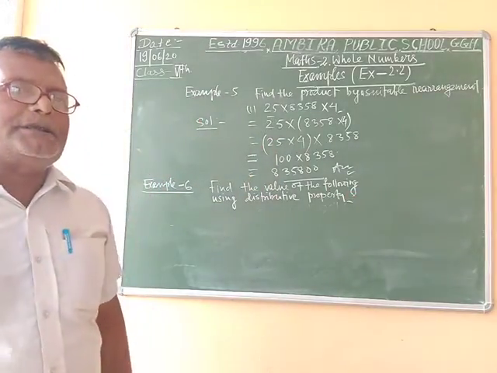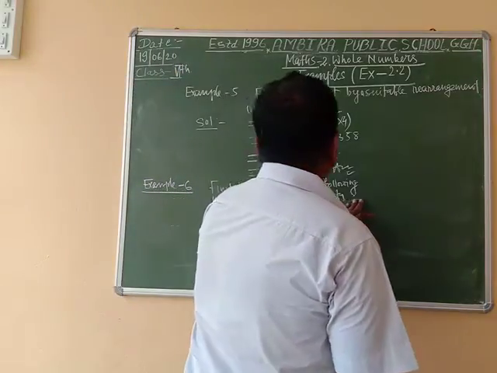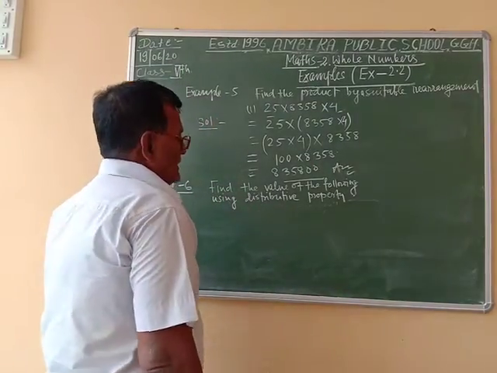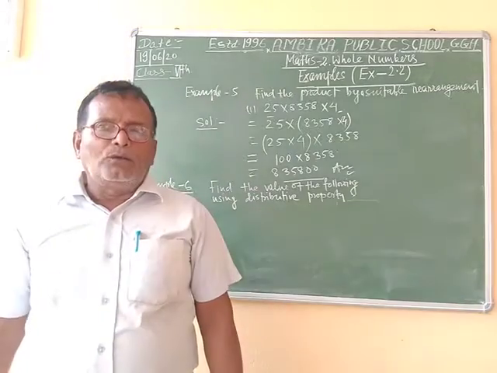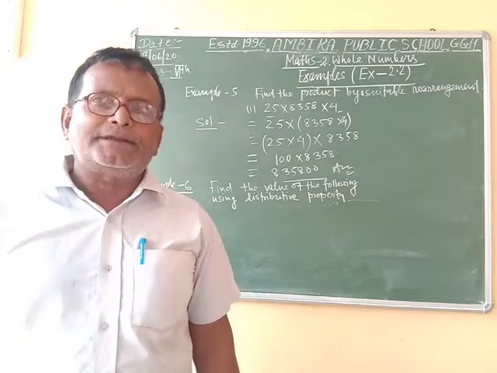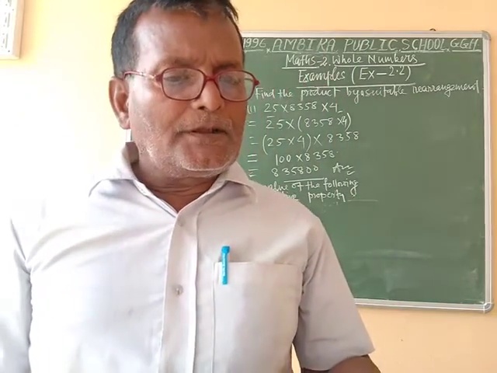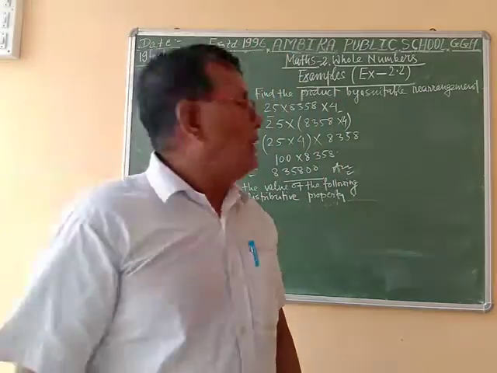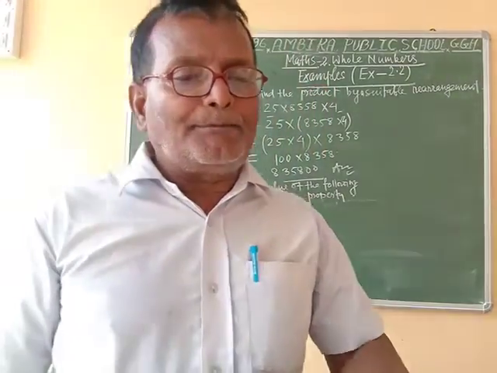You have learnt in previous class what is distributive property. I have taught you that if A, B and C are three whole numbers, then A into B plus C is equal to AB plus AC. You have learnt the distributive property of multiplication over addition. So using this property we can solve example 6.